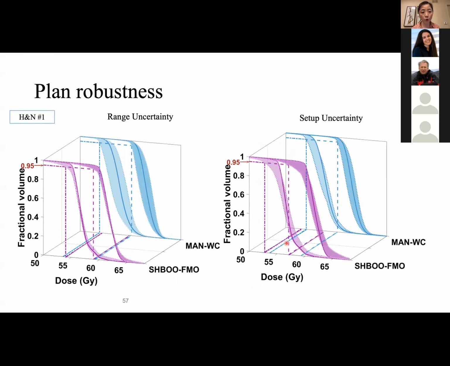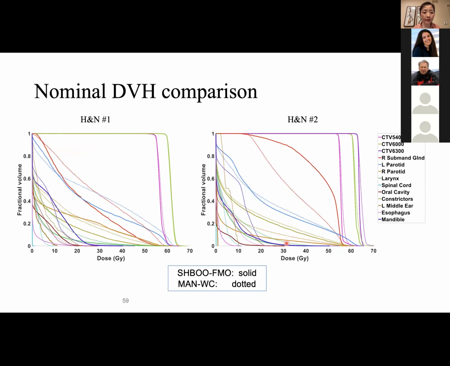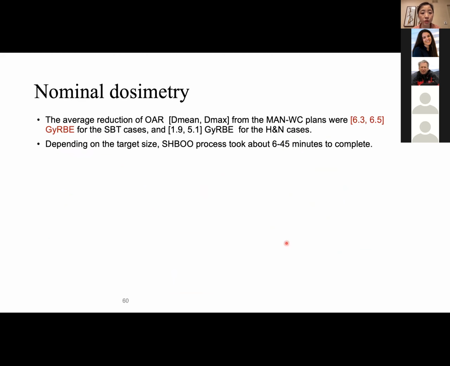Here are similar results for the head neck patient. So far we see that our method is able to generate a robust beam and a robust plan comparable to the conventional method. We also find we are able to spare the OARs much better. Here shows the DVH comparison when there are no errors between our method in solid and the conventional method in dotted. We see for the OARs, our method is much lower, like the right optical nerve and the chiasm for this case. For the head neck case, we still see a similar observation, lower dose like for the middle ear, but just for the second case, the dose to the right submandibular gland is slightly higher. Here it shows the average reduction of the OAR mean and maximum dose.